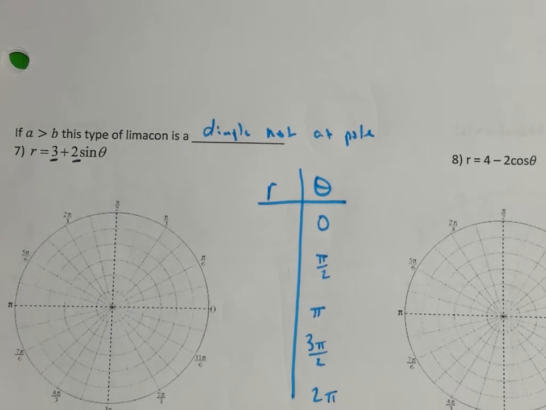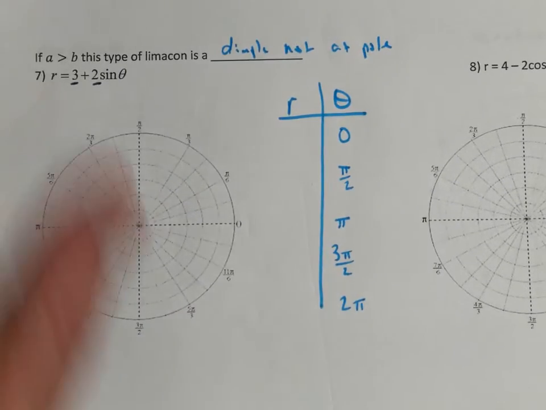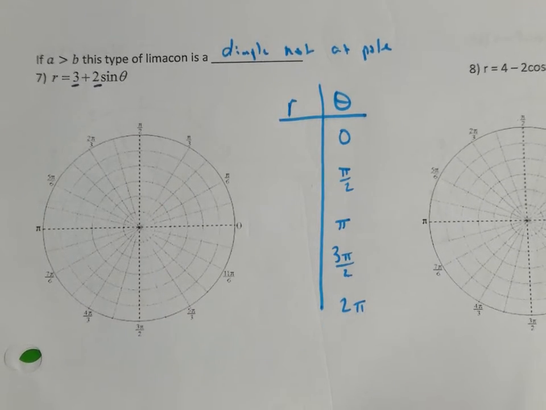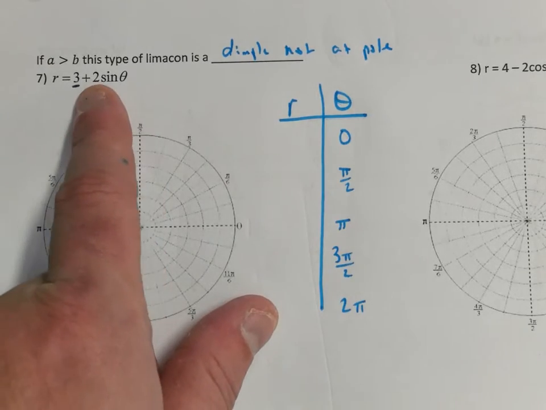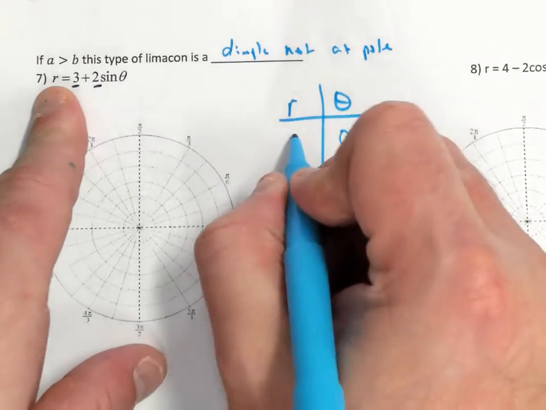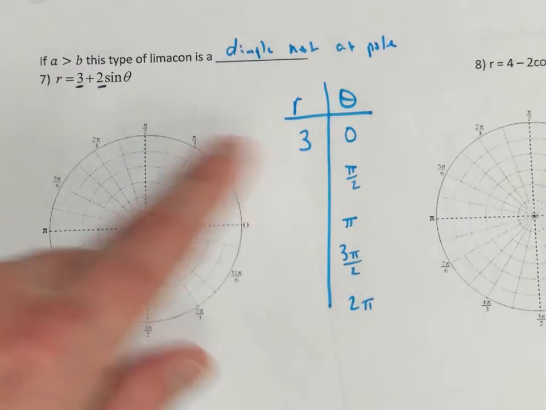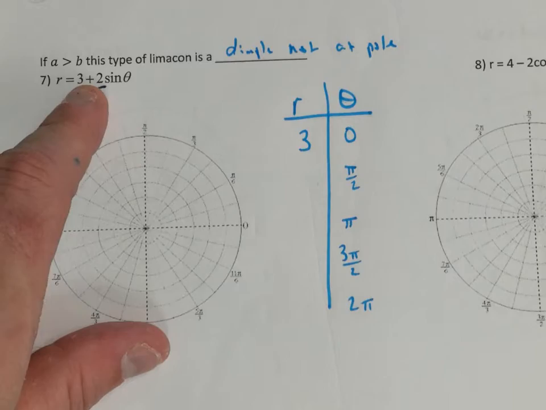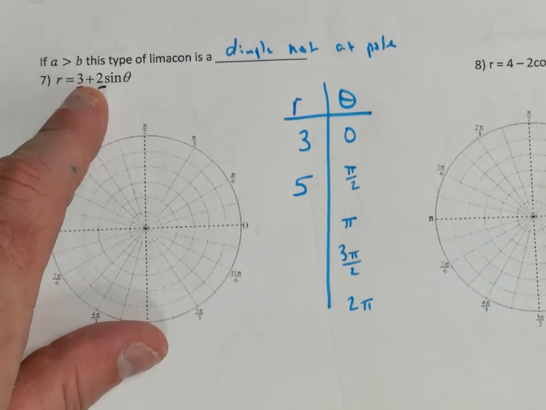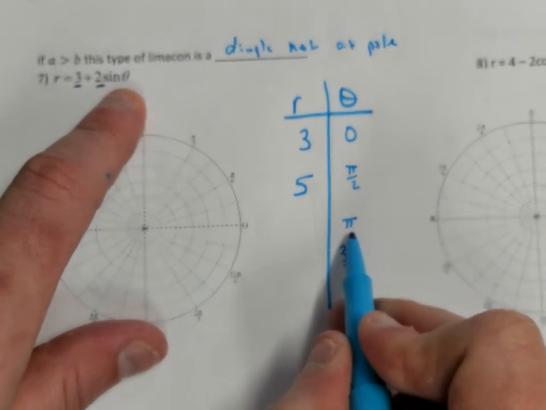Alright, so here we go. I'm going to take each one of these, the thetas, and plug in to the problem. And I need you to start doing this automatic. When I say sine of 0 is what? 0 times 2 is? So you're left with what? 3. Sine of pi over 2 is 1. 1 times 2 is 2, plus 3 is 5. Sine of pi.